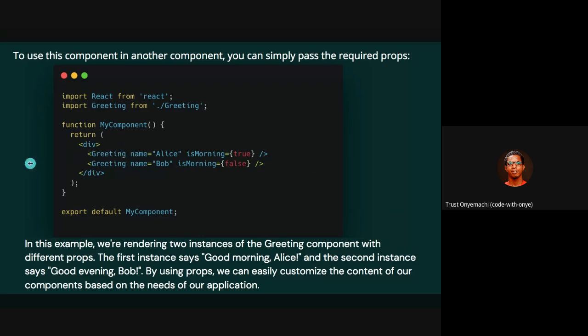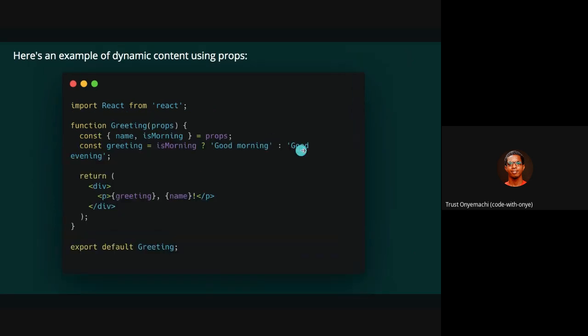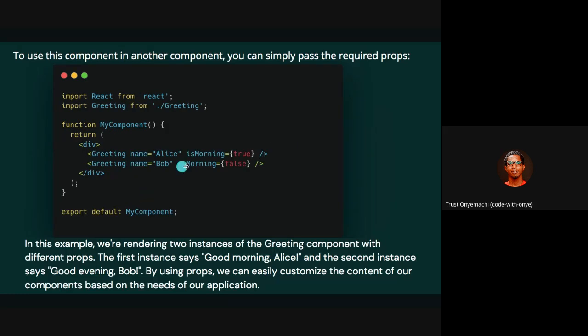passing the component and then passing the name of the person, and checking if the person is in the morning. If the person is in the morning, it's going to dynamically check and give the person good morning with the person's name. If the person is not in the morning, it's going to pass in the person's name and give the person good evening with the person's name dynamically.